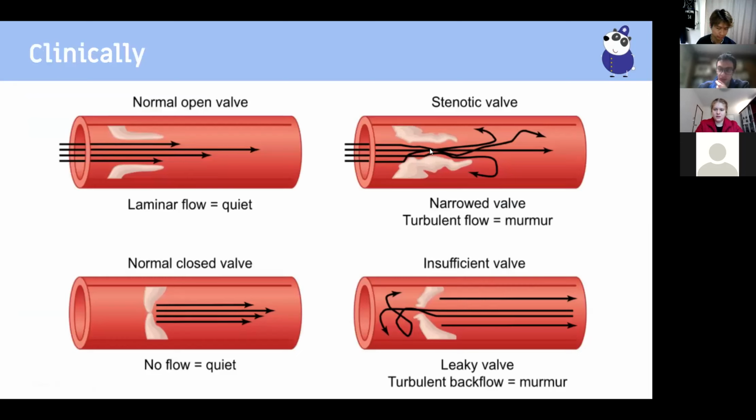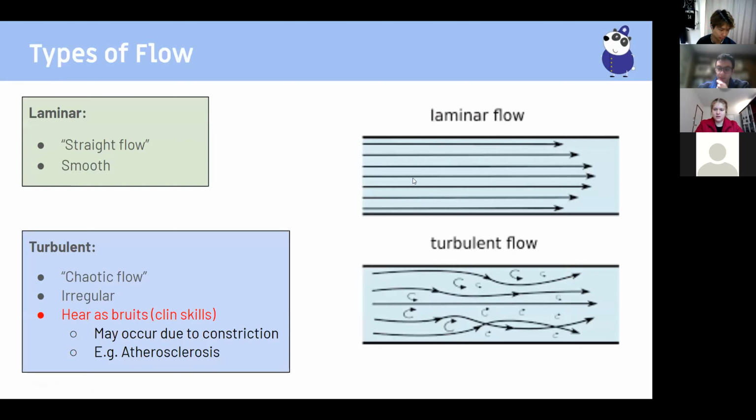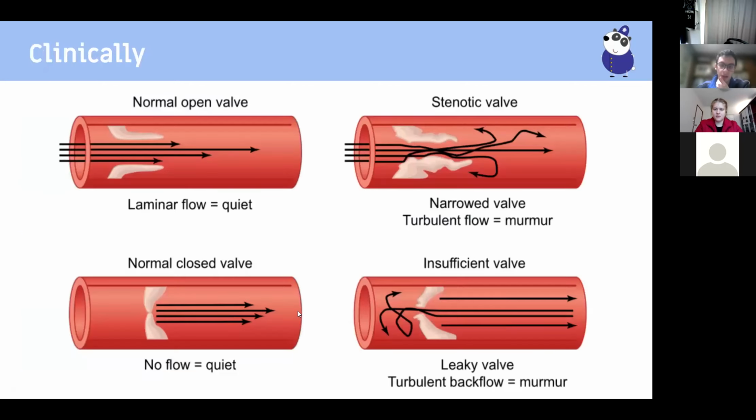The main cause of turbulent flow is often constriction. A good one to think about is atherosclerosis of your carotid artery, where you can hear bruits. This over here is showing you the valve; the heart has valves.